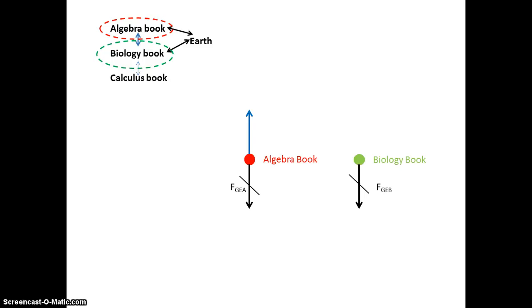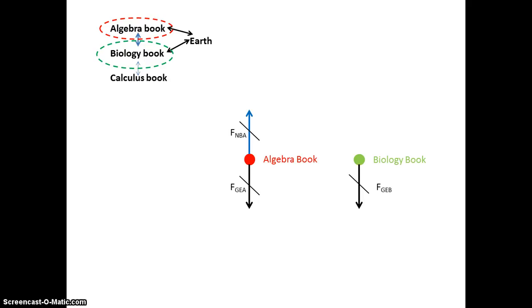If we look at the algebra book, we notice it is following the constant velocity particle model. Therefore, it has balanced forces. The interaction that balances the force of gravity is the normal force by the biology book onto the algebra book. Due to balanced forces, this is congruent also.